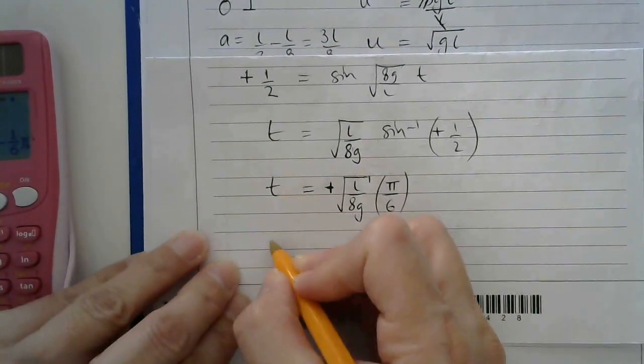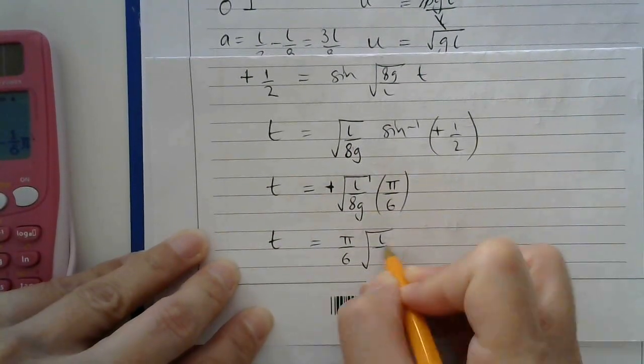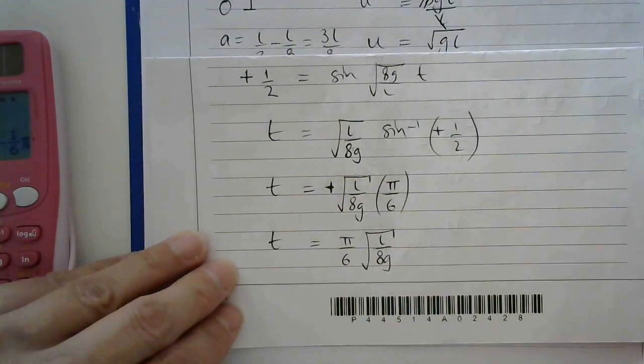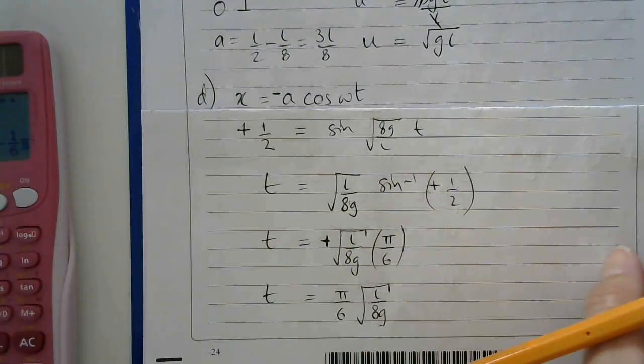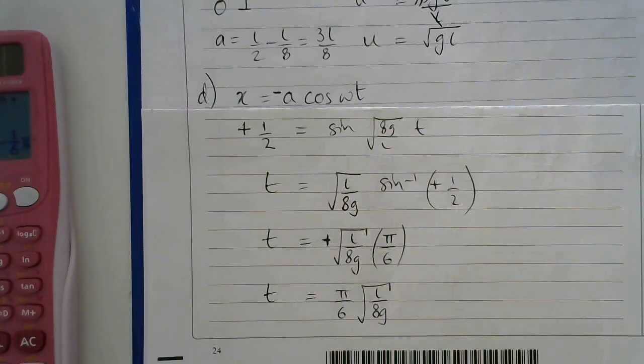So here I got t is pi over 6 times the square root of L over 8g. That last part of the question is worth 4 marks. So altogether you've got 16 marks.